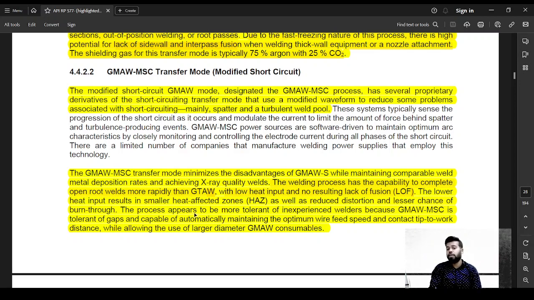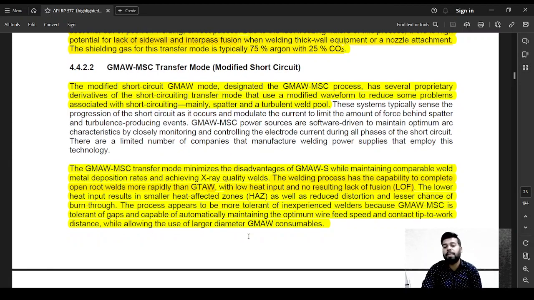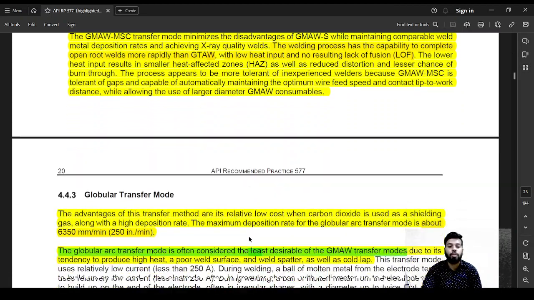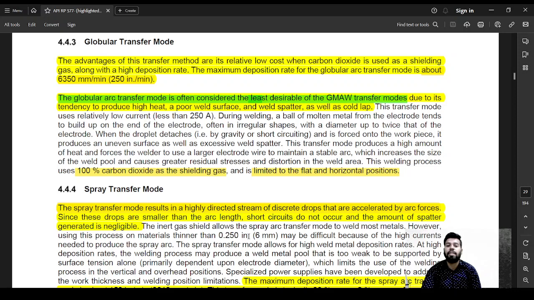The process appears to be more tolerant of inexperienced welders because GMAW-STT is tolerant to gaps and capable of automatically maintaining the arc, optimum wire speed and tip to workpiece distance, while allowing the use of large diameter GMAW consumables. Mostly we are going to use a globular or a spray transfer mode.